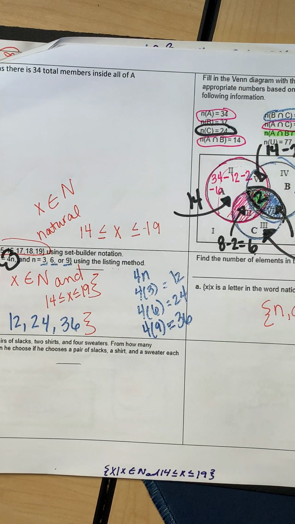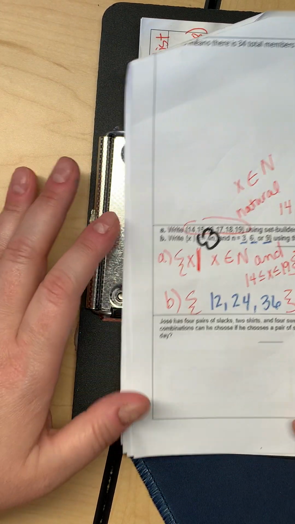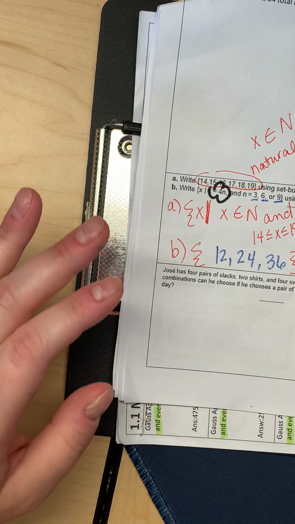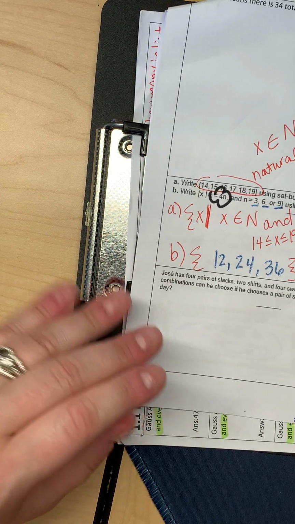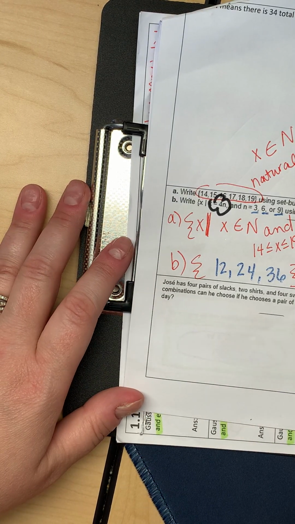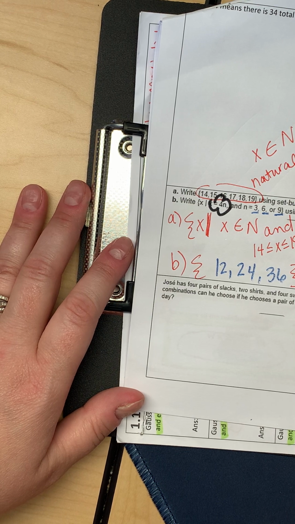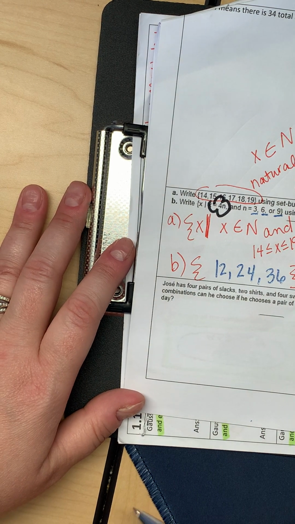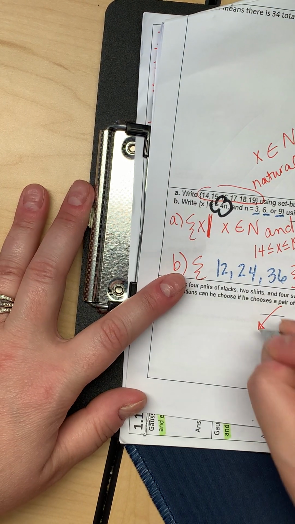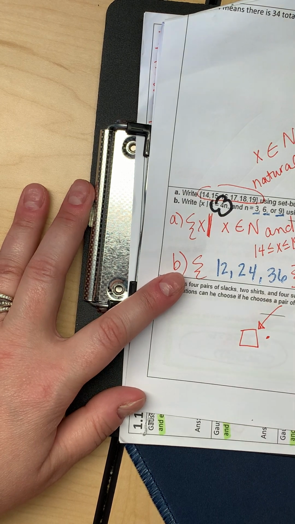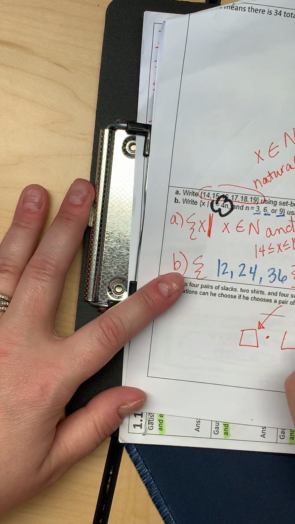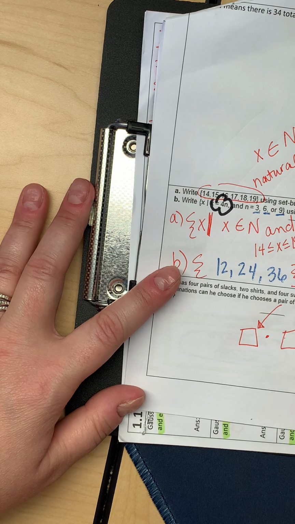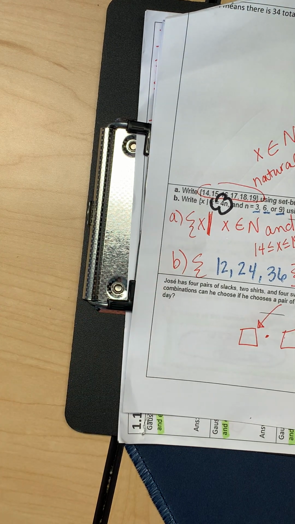Okay, last one. This is kind of lame and we kind of already know how to do this. It says, Jose has 4 pairs of slacks, 2 shirts, and 4 sweaters. How many combinations can he choose if he chooses a pair of slacks, a shirt, and a sweater for each day? So he has to pick a pair of pants, a shirt, and a sweater. And we're going to multiply all those.